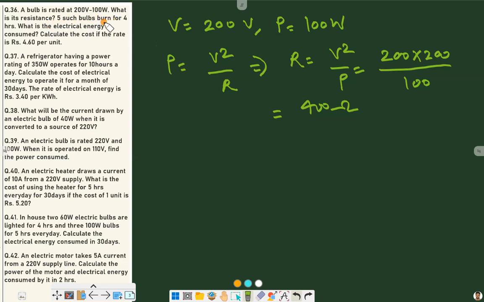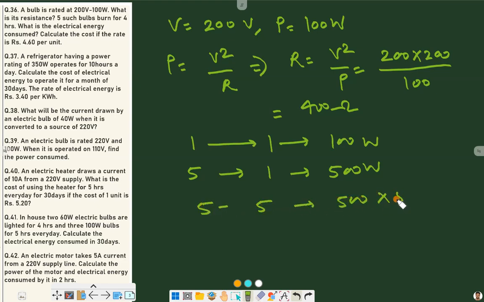5 such bulbs burn. Now there are 5 such bulbs and each runs for 5 hours. So one bulb running for 1 hour uses 100 watt. So 5 bulbs running for 1 hour will be using 500 watts, and 5 bulbs running for 5 hours each will be using 500 into 5, 2500 watts or 2.5 kilowatt hours.